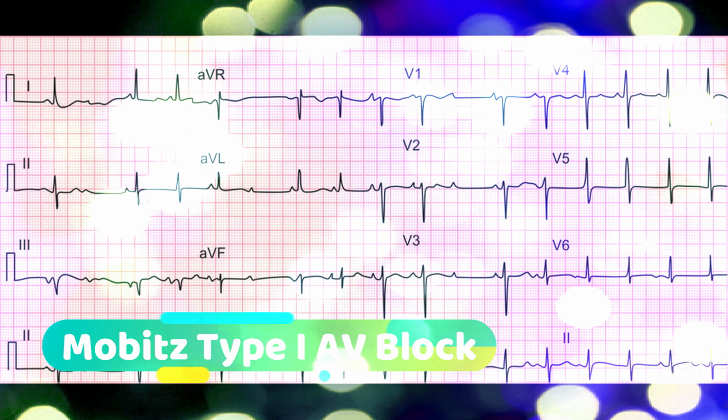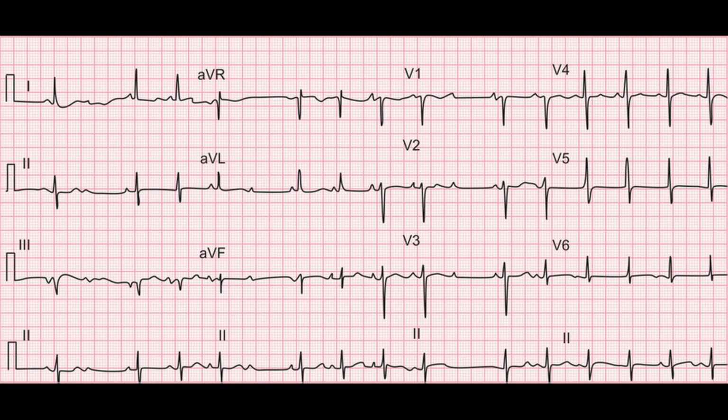It is very easy to miss, so you have to look at the ECG very carefully, because if you just look like that, you will think there are P waves and there are QRS complexes and they are just going by, but eventually there will be a P wave after which there is no QRS complex.